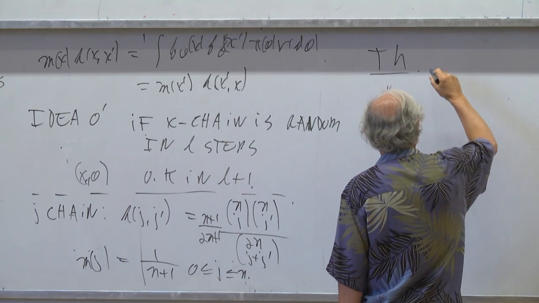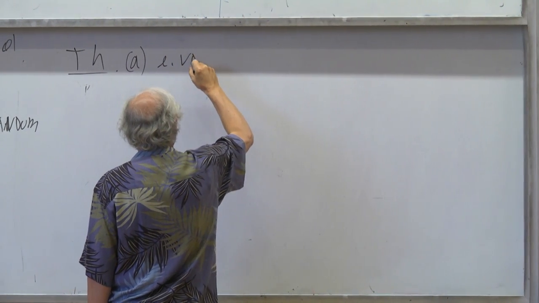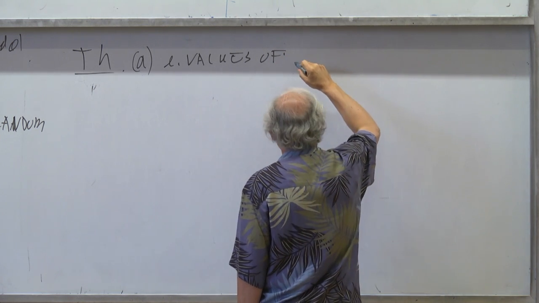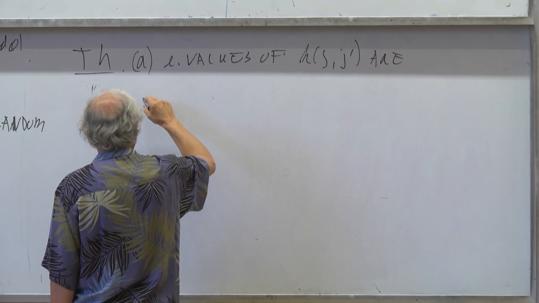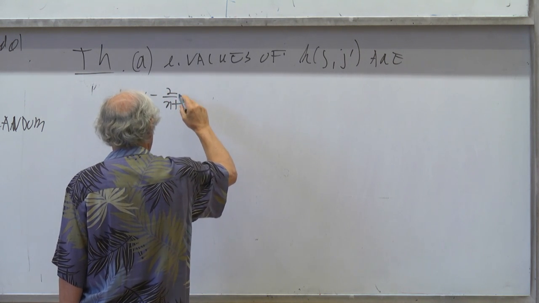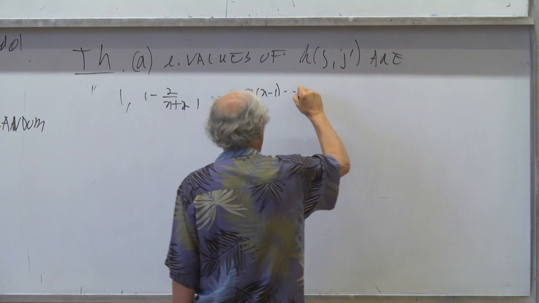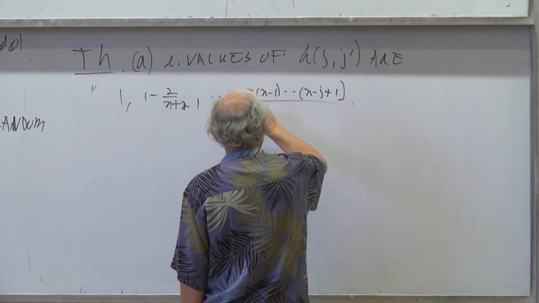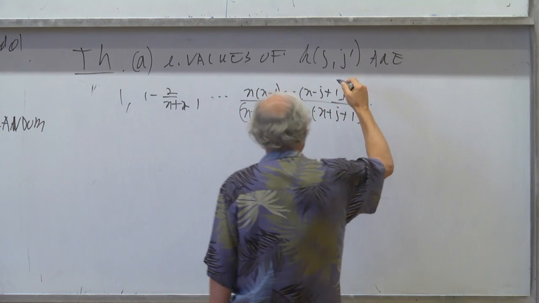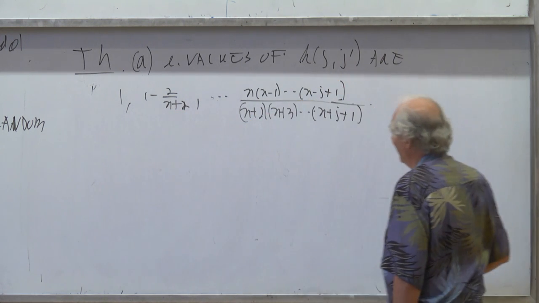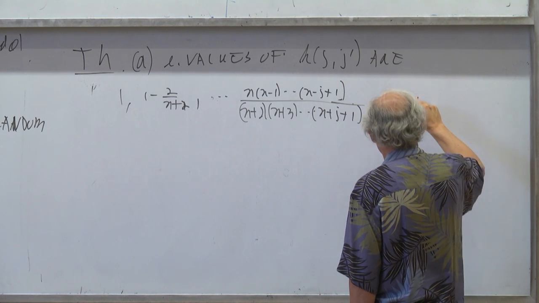So what's our theorem? Well, the first part of the theorem is that the eigenvalues of this K are, well, 1, it's a Markov chain, 1 minus 2 over n plus 2. That's the second eigenvalue. And n times n minus 1 times n minus j plus 1 divided by n plus 2, n plus 3, n plus j plus 1. And I hope that when j is 1, this is that. And this is for 1 less than or equal to j less than or equal to n.